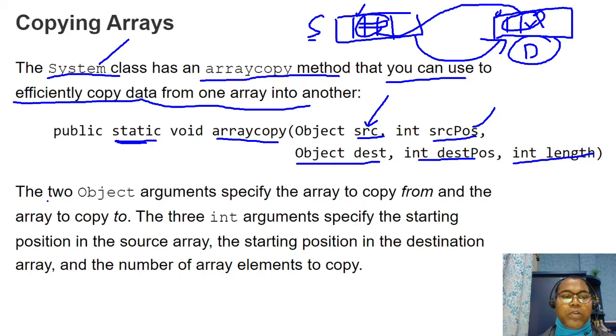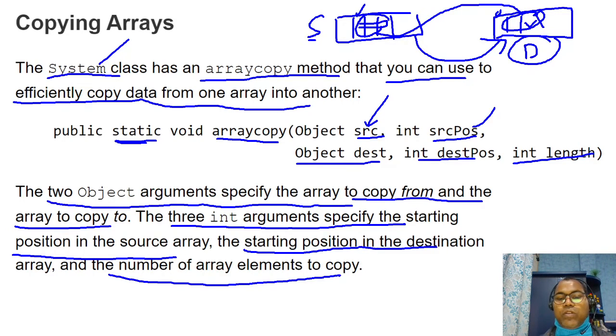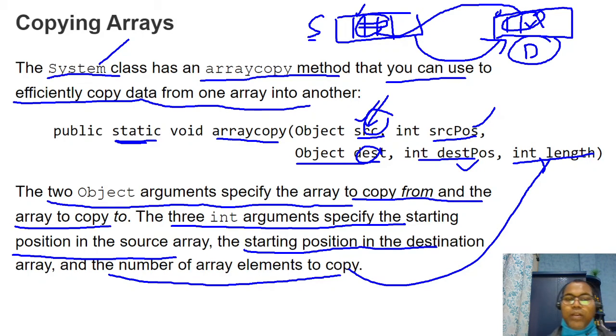Okay, so the two object arguments specify the array to copy from and to copy to. Three int arguments specify your starting position of the source, the starting position of the destination, and the number of elements to copy. This is your source object, and this is your destination object.